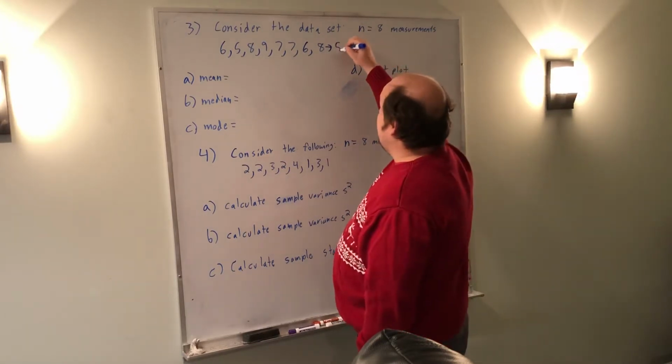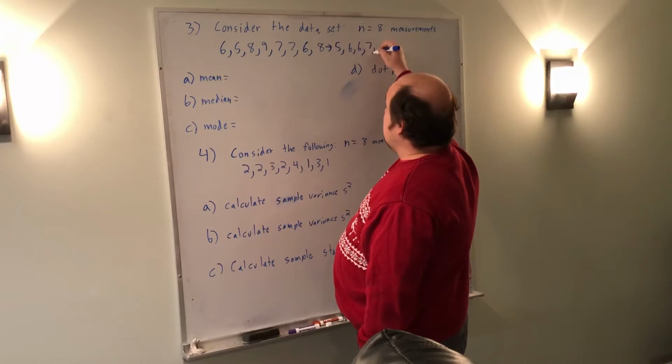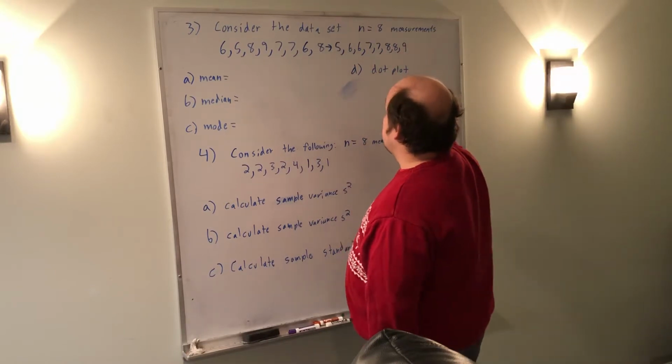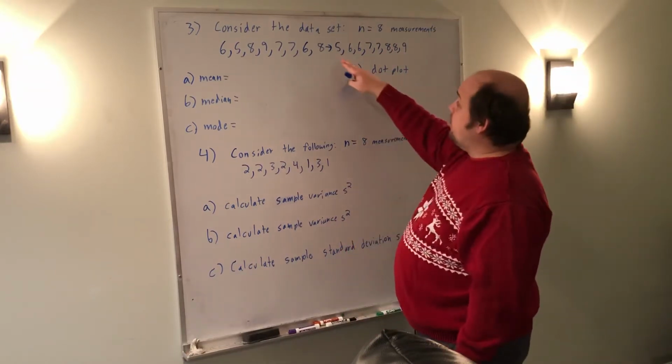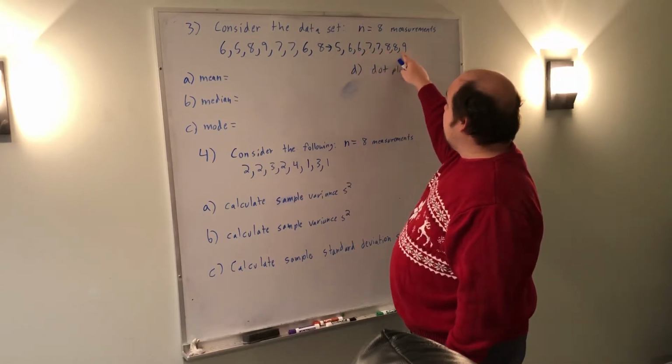So that's going to become 5, 6, 6, 7, 7, 8, 8, 9. Just to double check that I have the right number of measurements: 1, 2, 3, 4, 5, 6, 7, 8.